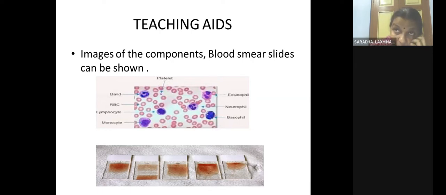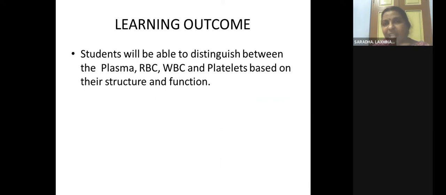So we call that a donut. You can explain to them it will be like a vada or a donut, where it's a biconcave structure. That is what has to be explained to the child. So this can be explained with the help of the teaching aids. And finally, what is your learning outcome here? You'll be able to distinguish between plasma, RBC, WBC and the platelets.